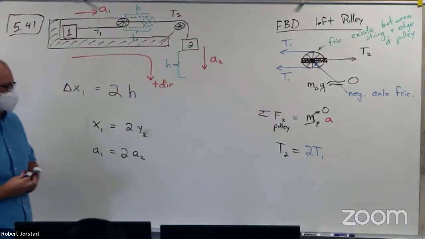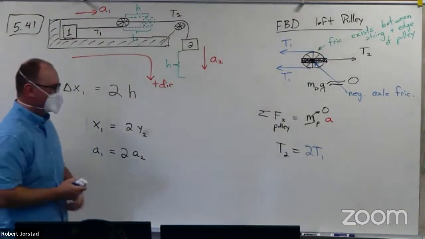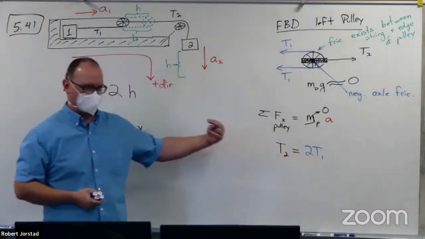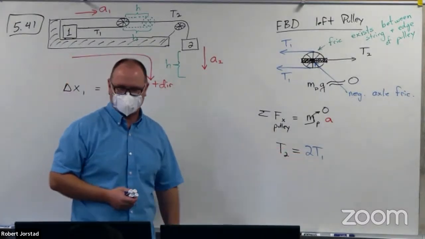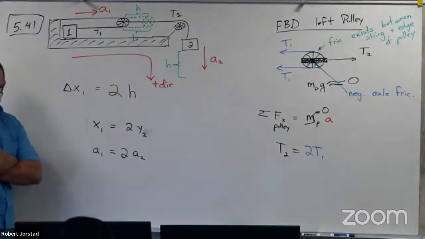So we see that in this case, the pulley can be used to multiply the force. If you have twice the force, that's how we're able to get twice that acceleration. Cool. And again, there's more to this.